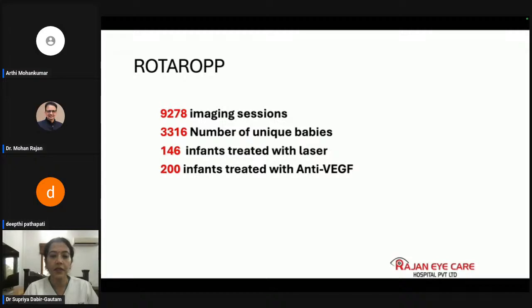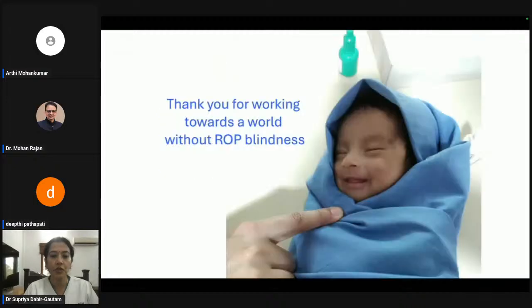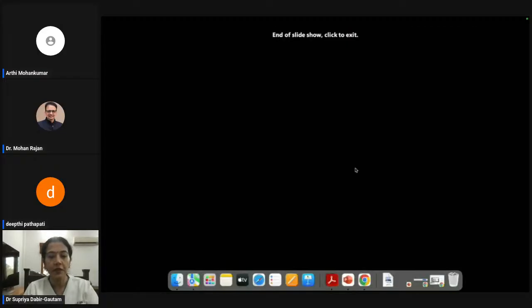This is the data that we've done. We've screened so far, and the babies treated with laser and anti-VEGF. So our aim is to work towards a world without ROP blindness, as it's a cause of preventable blindness. Thank you so much.